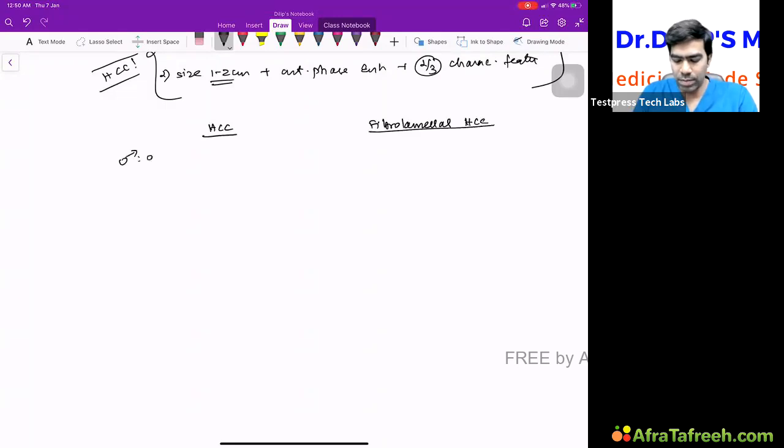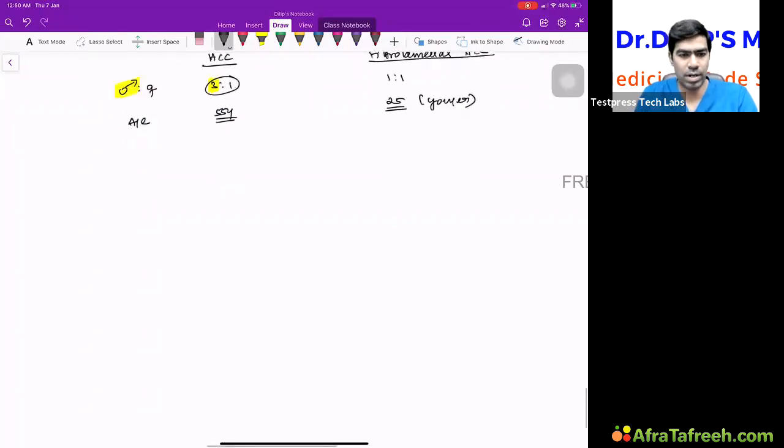So when you take a male-female ratio, as I told you, it's approximately 3:1, which means HCC is common in males. But when you take fibrolamellar HCC, the ratio is 1:1. There's no male-female difference. And the age of the patient, median age is approximately 55 years in HCC, whereas 25 years in the setting of fibrolamellar. It means the patients will be more younger compared to the routine HCC in fibrolamellar variant.